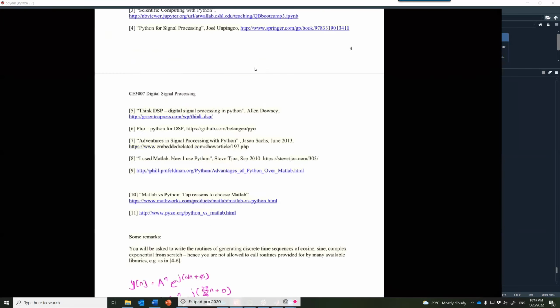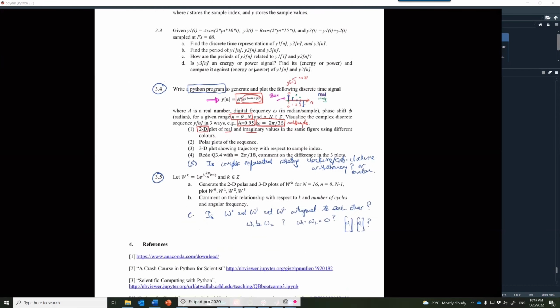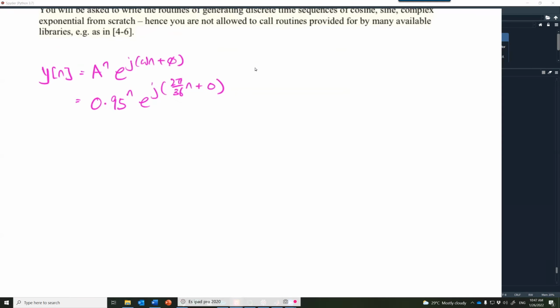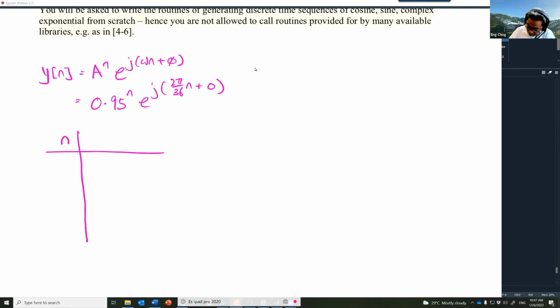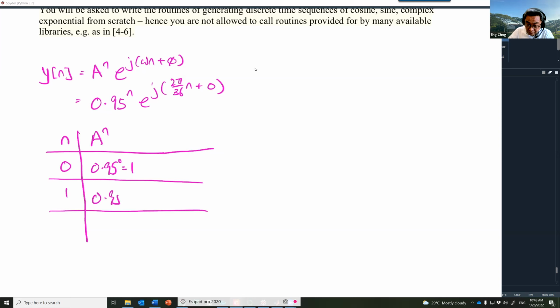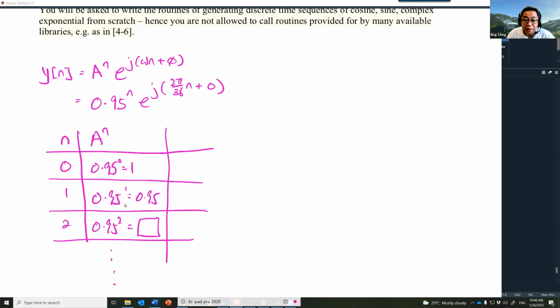Okay, let's check. Now, what you need to do is you go into the table and you plot for a to the power of n. So 0.95 to the power of 0 is equal to 1. The second value is 0.95 to the power of 1, which is 0.95. The third value is 0.95 squared, whatever value you calculate out, okay? And so on. So a^n is very easy to find.